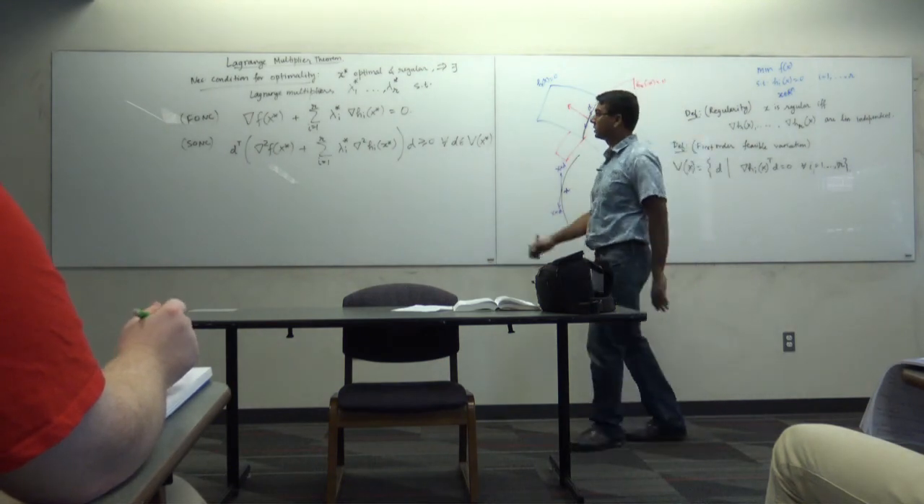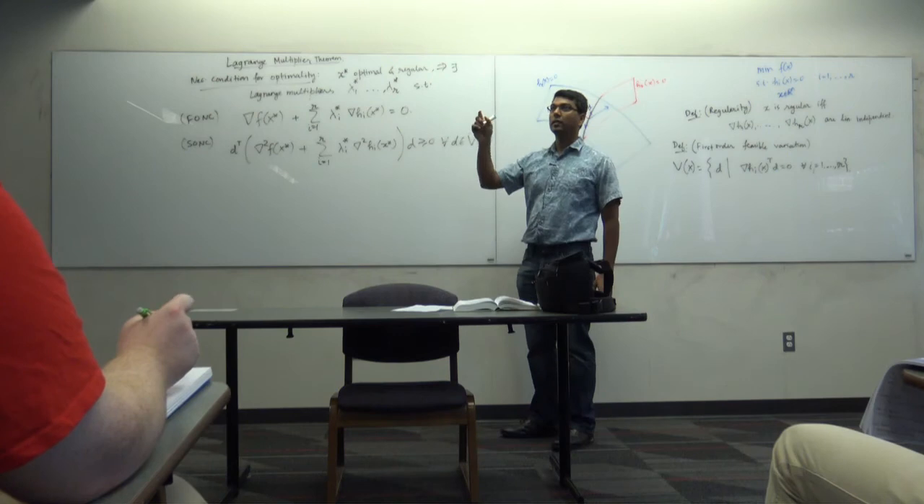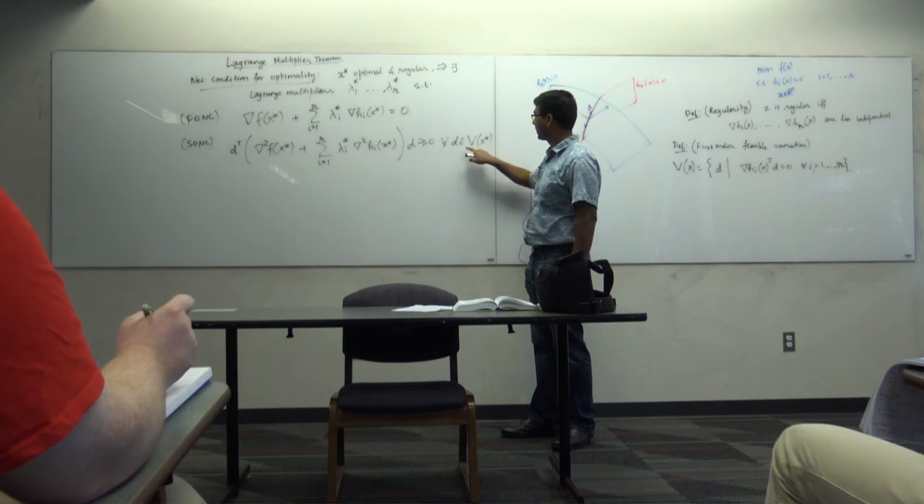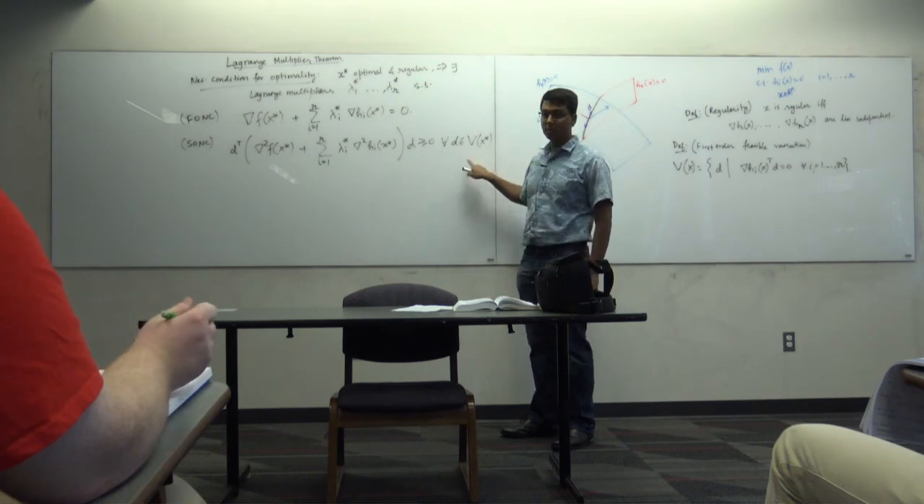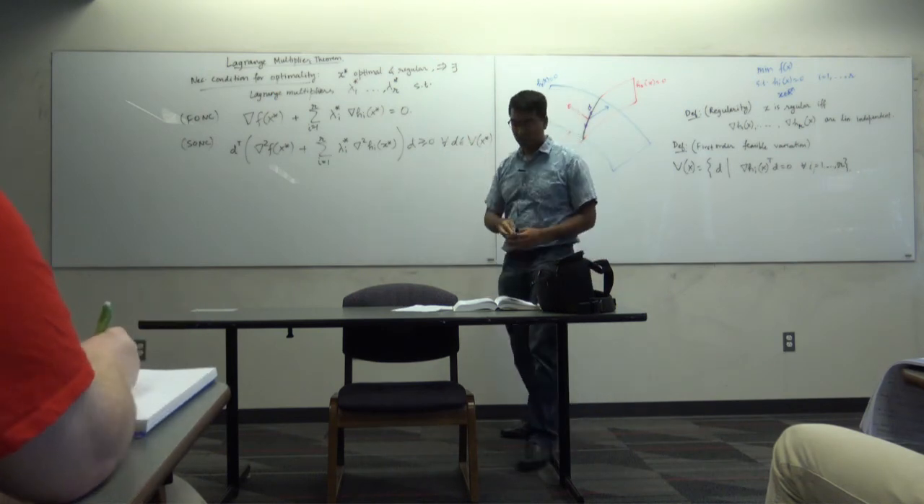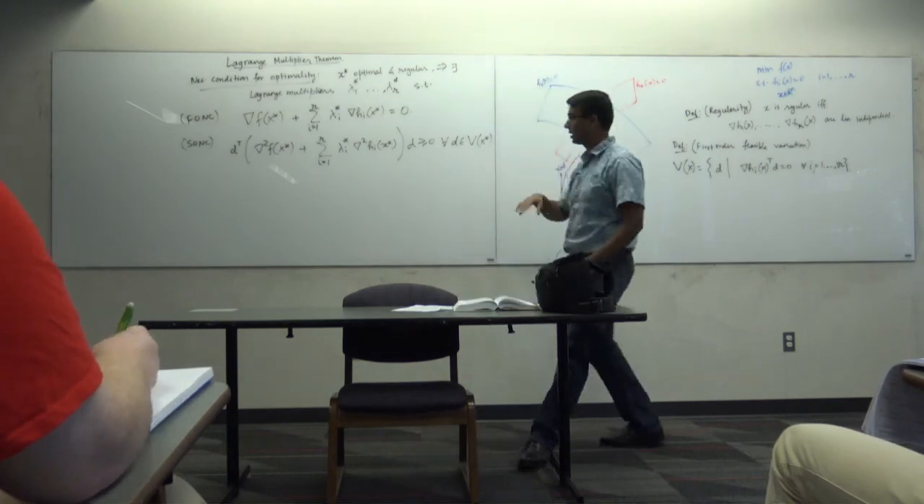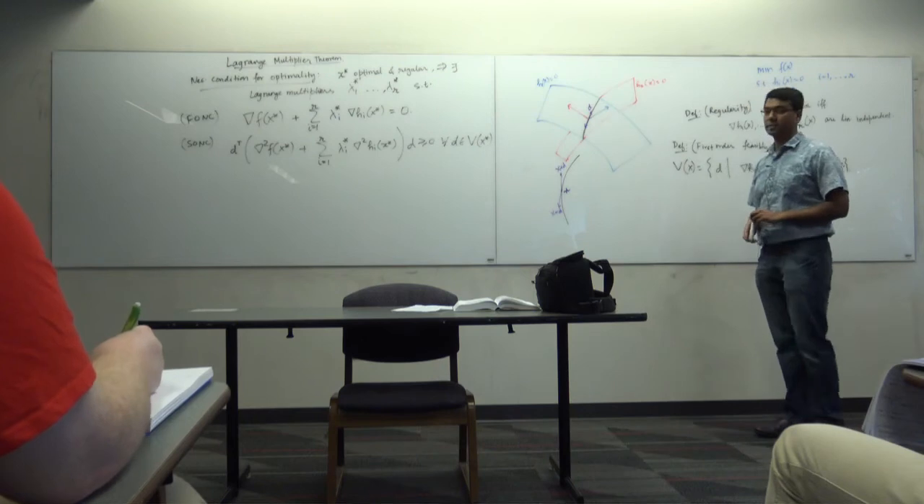Just like in the unconstrained optimization case, we will have a strict inequality here, for every d in Vx star such that d is not equal to 0. But I think there are some more conditions. We'll get to it when the time comes. We'll talk about sufficient conditions later on.